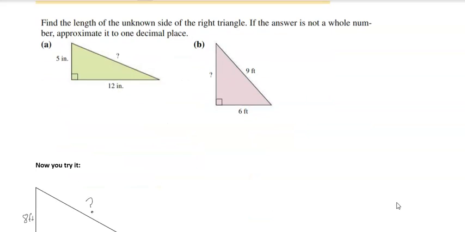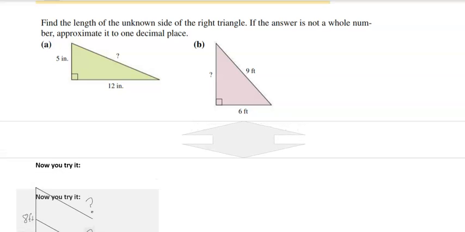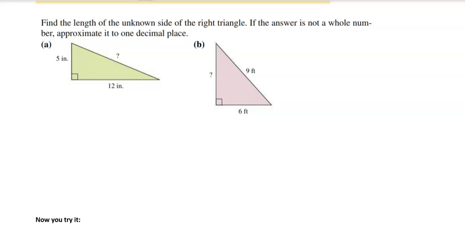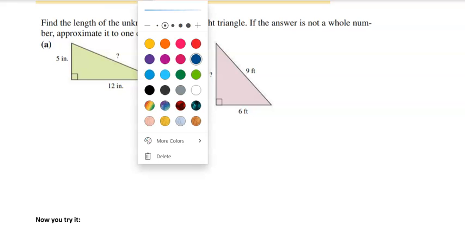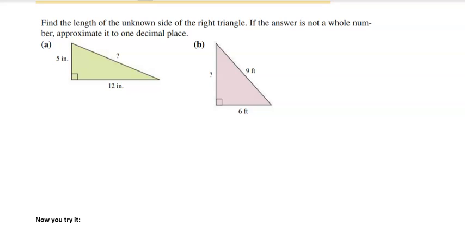All right, so find the length of the unknown side of the right triangle. If the answer is not a whole number, we're supposed to approximate it to 1 decimal place. So let's keep that in mind. We have to approximate. Okay, so this first one we've got 5 and 12 are the legs, so we're going to call this side A, and this side B, and this side C. Okay, so the hypotenuse is always C.